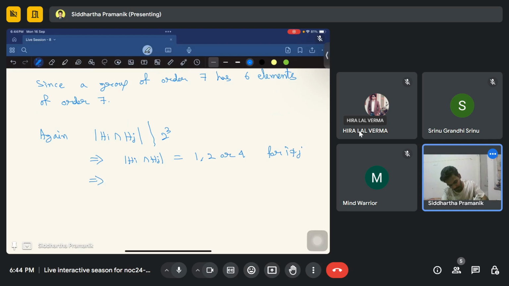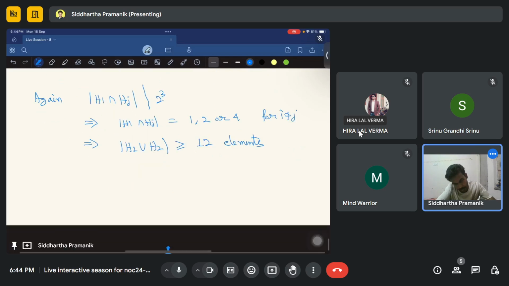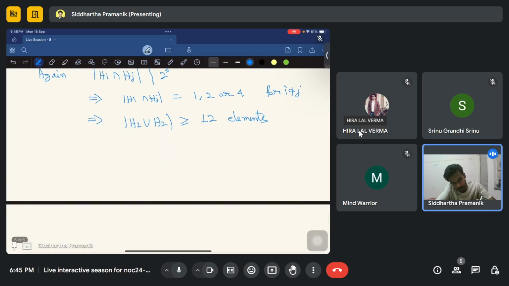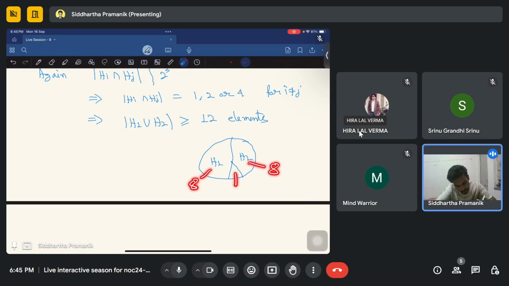So this implies, what is the union of H1 and H2? It should contain at least, let's say, 12 elements. Because let's say this is your H1, this is H2, and this is their intersection. This has 8 elements, this has 8 elements. This intersection is at most 4 elements. So the total has to be at least 12 elements.